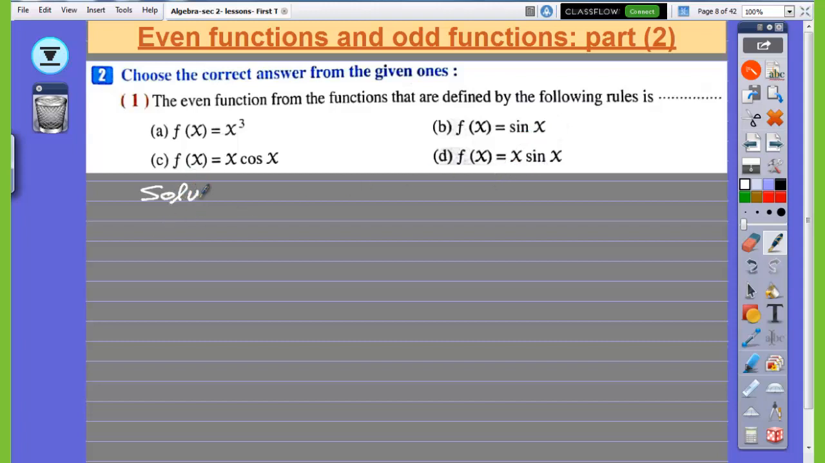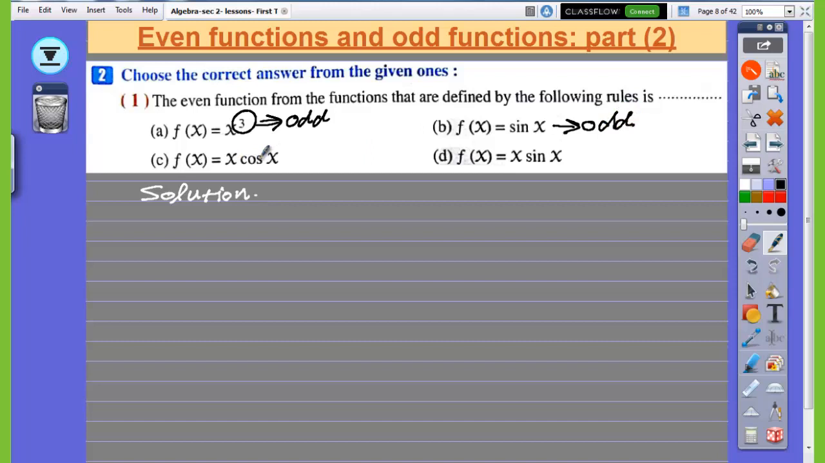Solution. With respect to f of x equals x power 3, we have the power here is odd, so the function is odd function, and also sine x is an odd function.